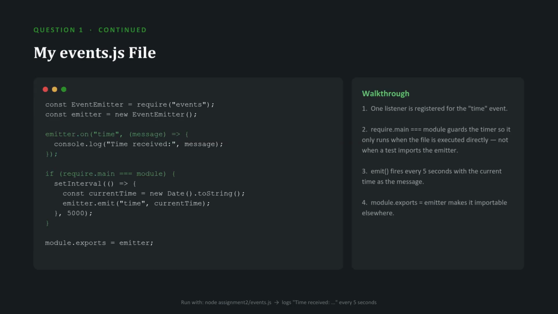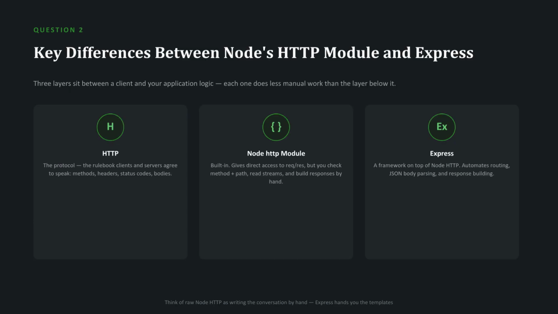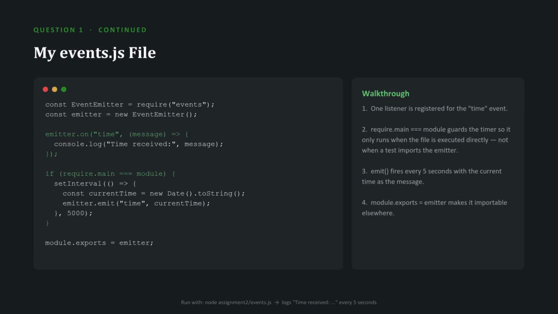Again, as we talked about in the previous slide, the dot on, event name. So this is my event.js file, where one listener is registered for the time event.